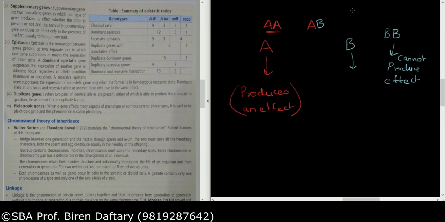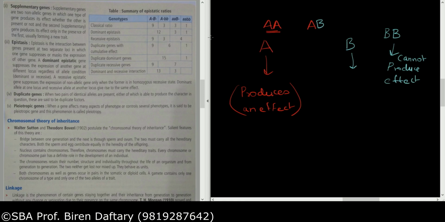See, in supplementary genes, one gene is independent, the other gene is dependent. Over here, capital A is the independent gene. It will show its effect whether B is present or absent. It is very independent. Whereas this B gene is dependent on A. B cannot show its effect independently. So capital B will not produce any effect, but it has to be with A. So this is called supplementary. In supplementary genes, one is dependent, one is independent. The dependent gene over here I have shown as B, the other is A.